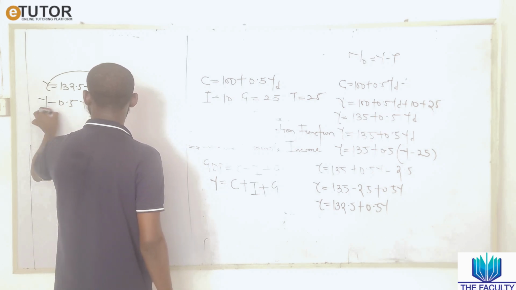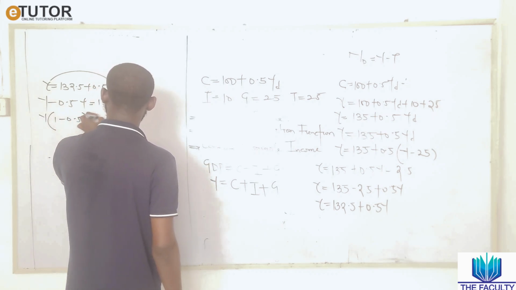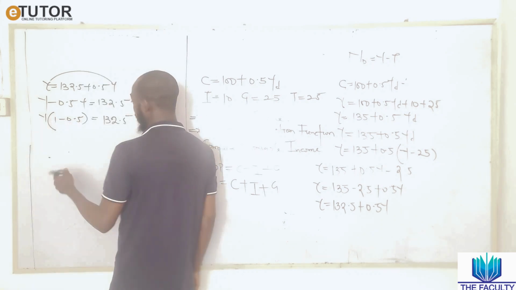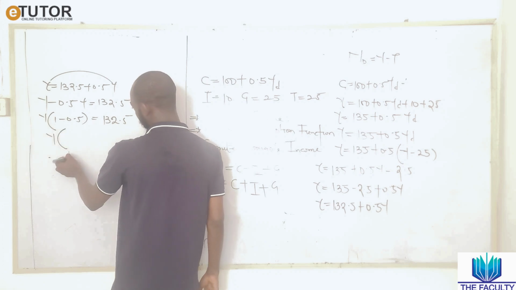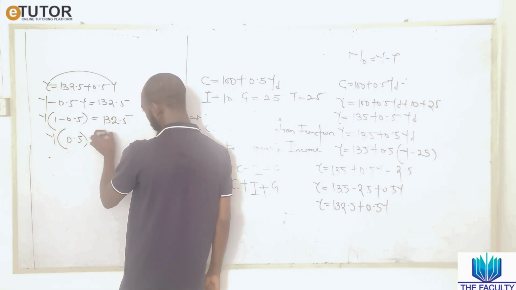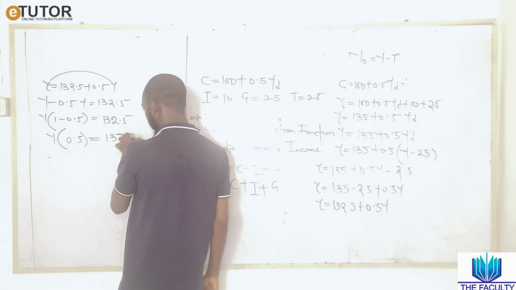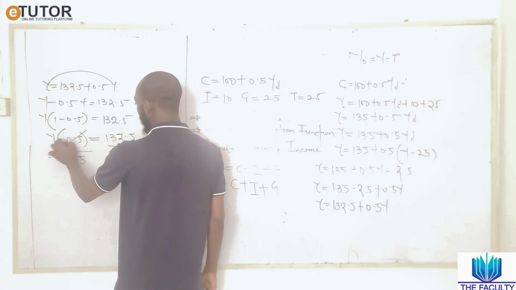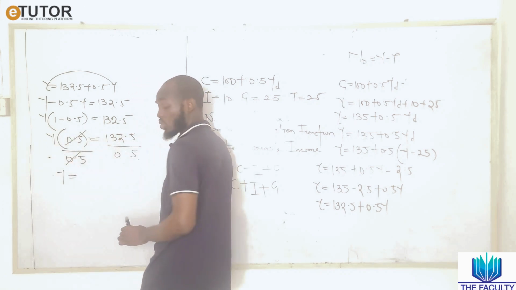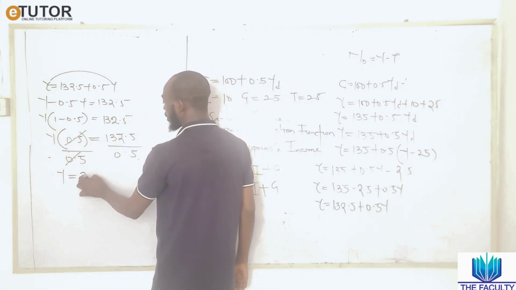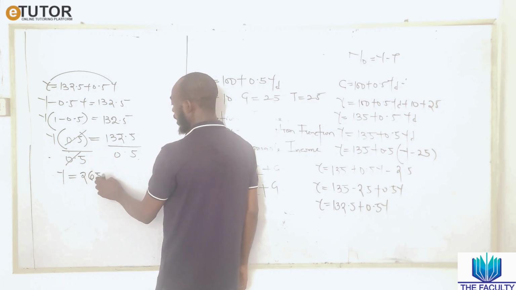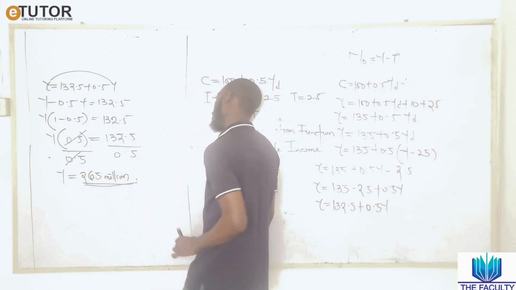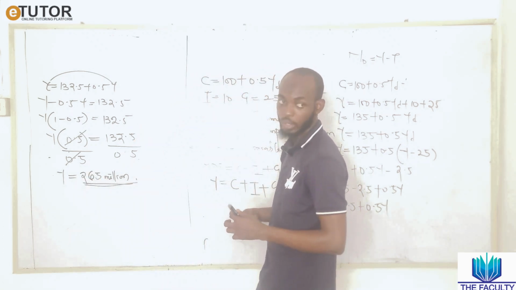What is common here? Y is common. So Y into (1 minus 0.5) is equal to 132.5. 1 minus 0.5 gives us 0.5, so Y into 0.5 is equal to 132.5. Then we divide both sides by 0.5 to get our national income. The 0.5 cancels, so our Y, our national income, will be 265. Let's express it in terms of million: our answer is 265 million, which is our national income.